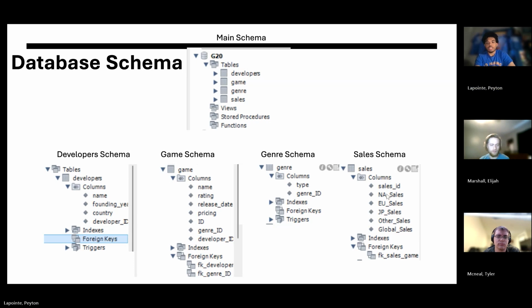Sales contains different region sales, as in continental sales, North America, Europe, and Japan, as well as others, and the global sales. And it also has an ID that matches the game ID, hence why there's a foreign key for that there.